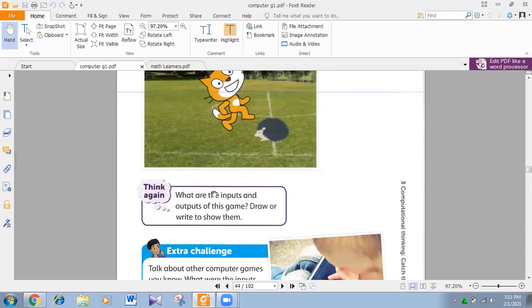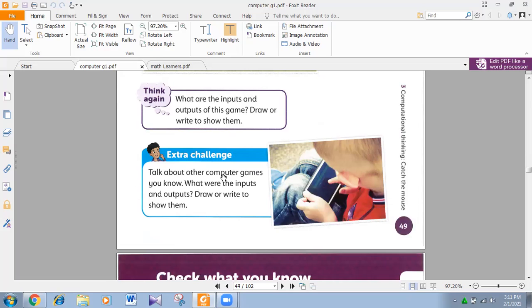What are inputs and output of this game? Draw or write to show them. Talk about the computer games you know. What were the inputs and output? Draw or write to show them. So basically, lesson 3.6 is about the game. So I want you people to play a Hedgehog game. The one I have searched for you, I'm going to send it to you. You can play with me the game, and then we are going to know how this game works in Scratch. Okay.